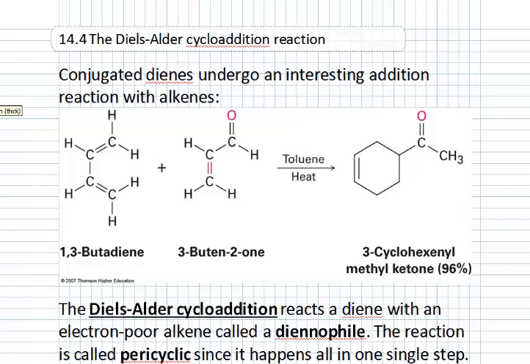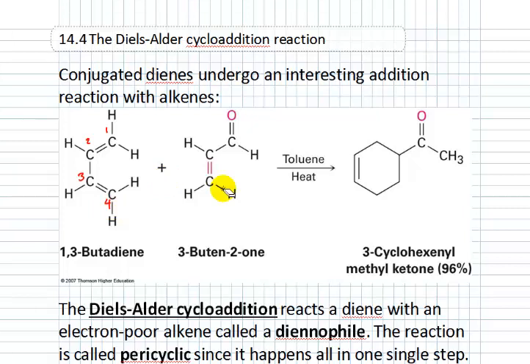So one very interesting reaction that conjugated dienes can undergo is the Diels-Alder cycloaddition. I've got two reactants here. I have a conjugated diene. What I'm going to do is number the conjugated diene 1, 2, 3, and 4. It's just butadiene, so I'll just do 1, 2, 3, 4, sort of arbitrarily.